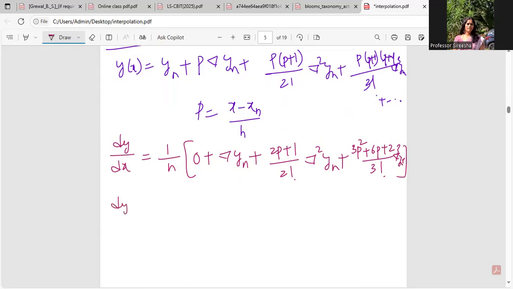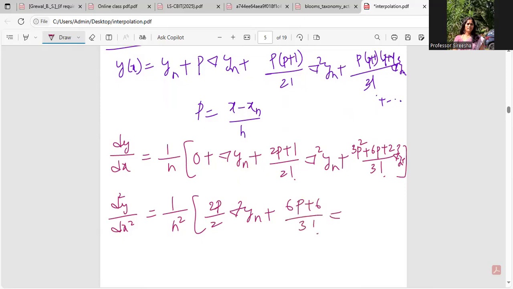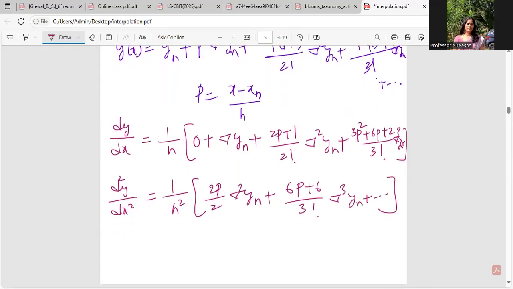Of course, I can check for d square y by dx squared as well. It would be 1 by h squared. Delta will be replaced by del only. This also goes off. So it is like 2p by 2 del squared yn plus 6p plus 6 by 3 factorial del cube yn and so on. The same thing is repeated.